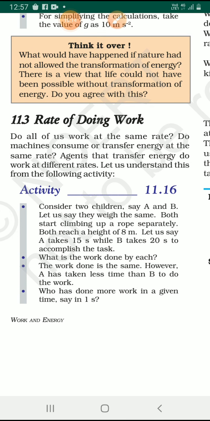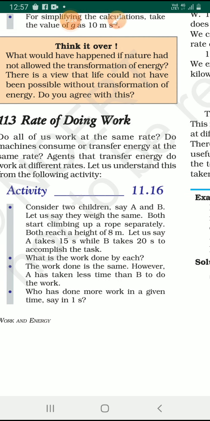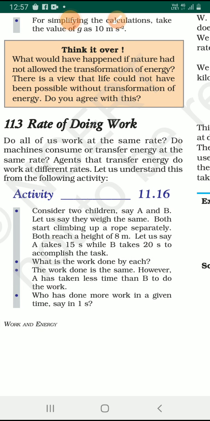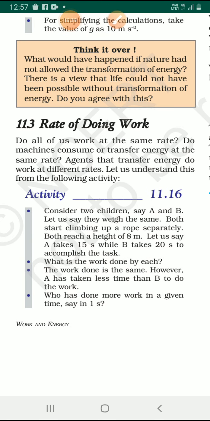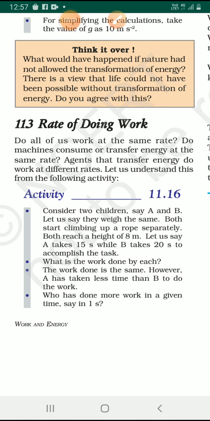For example, there's a running race. One can run very fast and another can run very slow, or some can run moderately. So it means that all cannot run with the same pace, and all cannot do the same work. All cannot take the same marks in the examination, it differs. So do all of us work at the same rate? No. Do machines consume and transfer energy at the same rate?